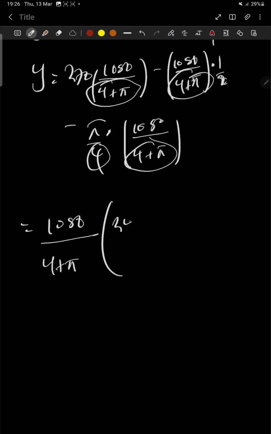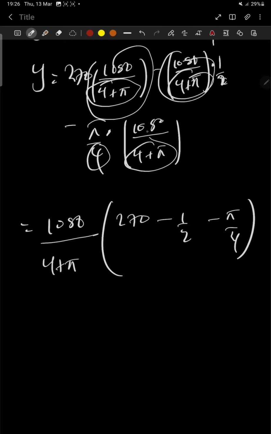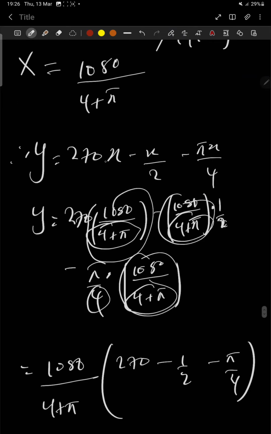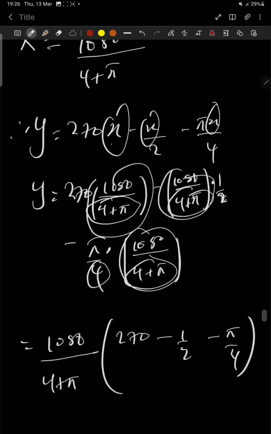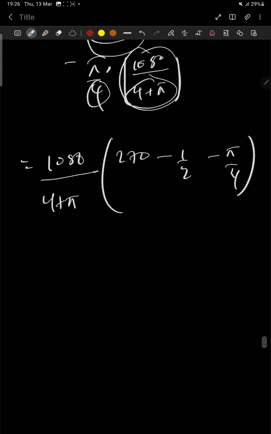So if we factorize, this will be 270. Maybe let's try that approach. This will be 270 minus, here I'll remain with 1 over 2 is what will remain, minus pi over 4. Actually, this is way smarter. What we've done here, if we just factorize what is common, it is this. This is appearing everywhere. It's like we're factorizing x. If we factorize x, we're going to remain with 270 minus half minus pi over 4. Okay, yeah, actually this is better. Over 4 plus pi. Open bracket, make this a single fraction.